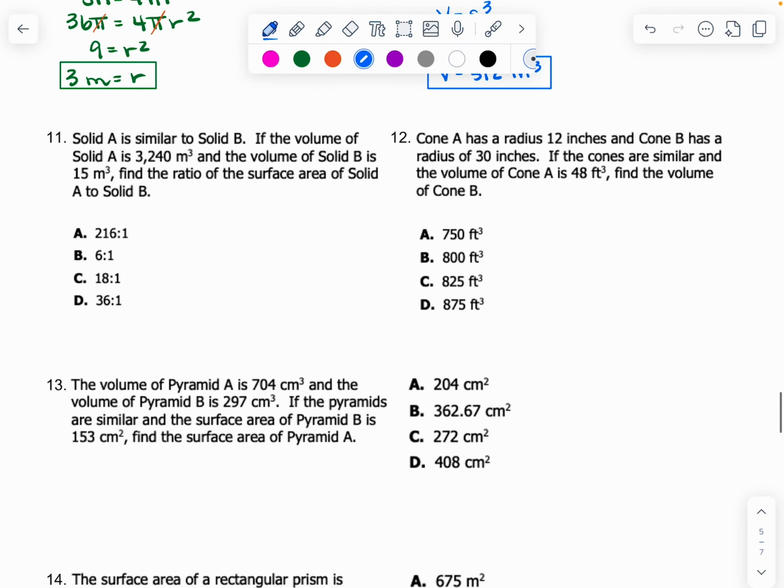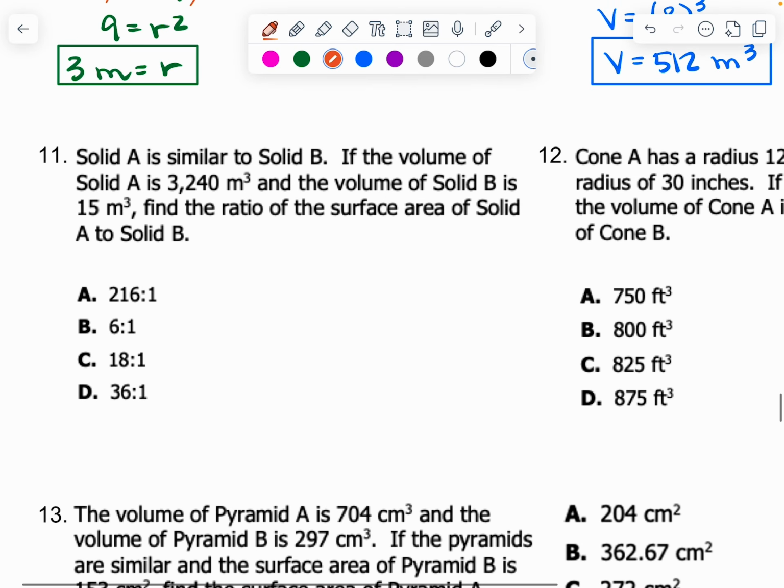Okay, these last few questions, most of these are SPOV questions, so they're pretty easy. They're multiple choice, but we're still going to show all our work, if necessary. So here we go. Solid A is similar. I'm going to highlight that every time I see that word because that means SPOV chart. If the volume of solid A is 3240 and the volume of solid B is 15, find the ratio of the surface areas. So this is totally just a SPOV chart question.